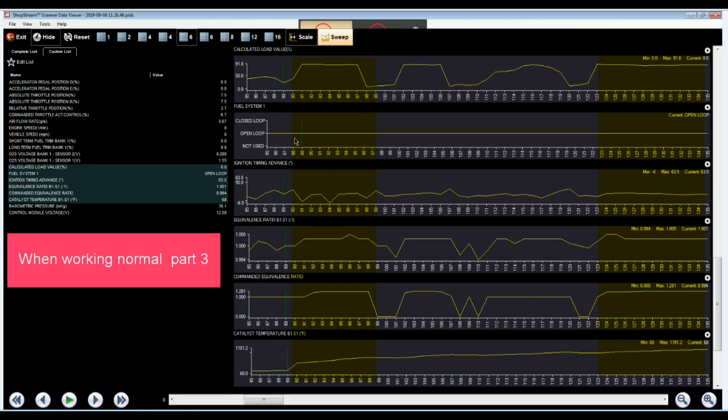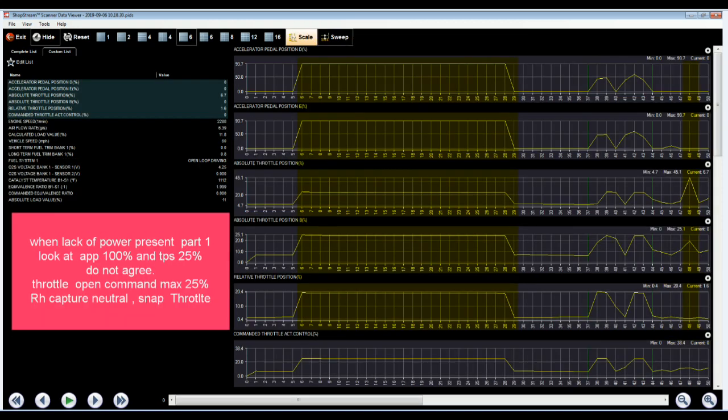Closed loop operation, I was in open loop at that time. The timing, I wanted to see if my timing is being advanced or retarded, what happened when my fault is present, but I don't have retarded timing. Okay, my air-fuel ratio was good.